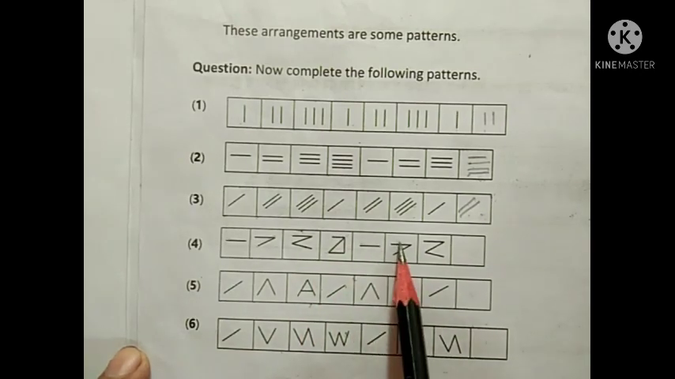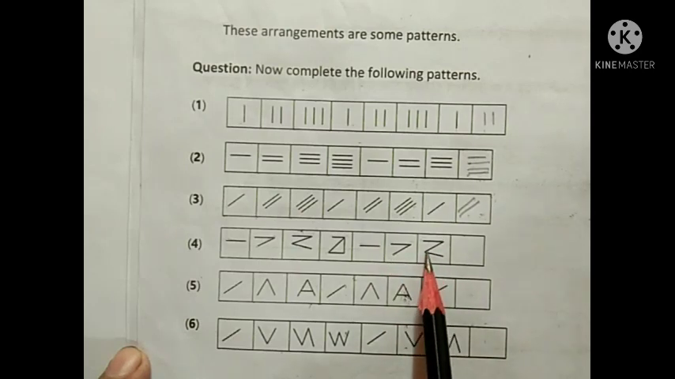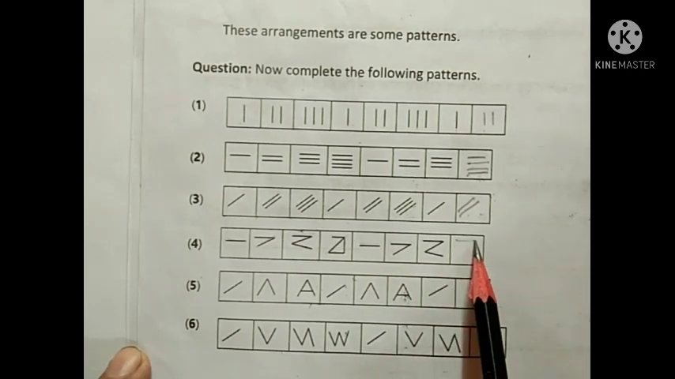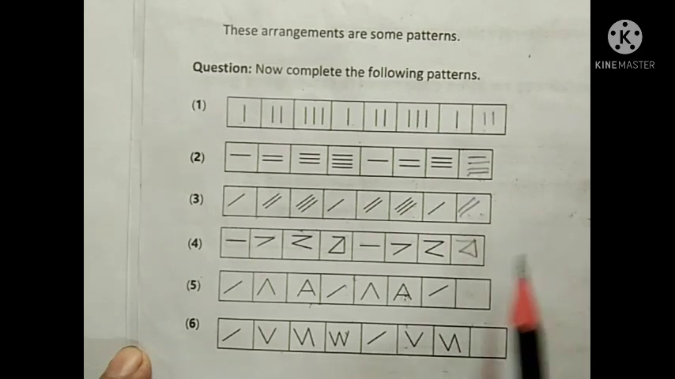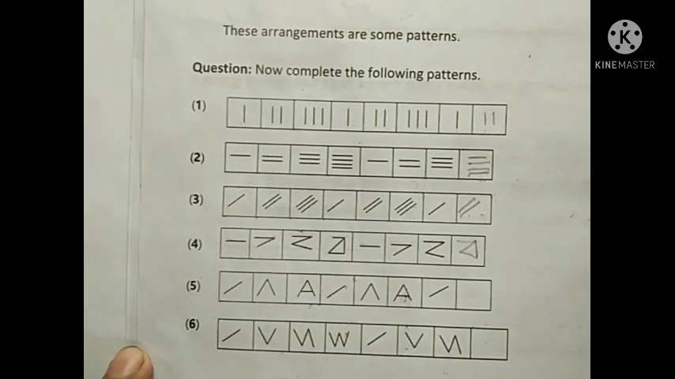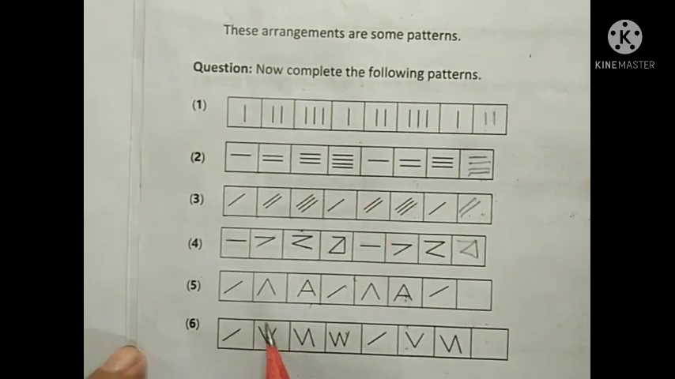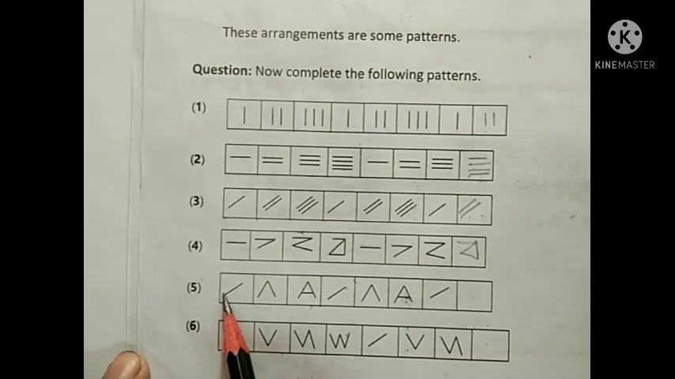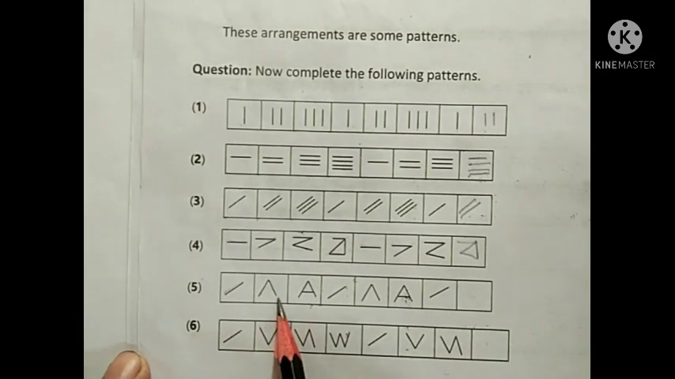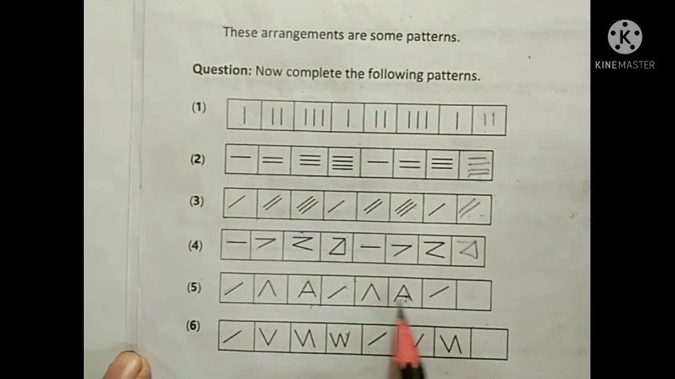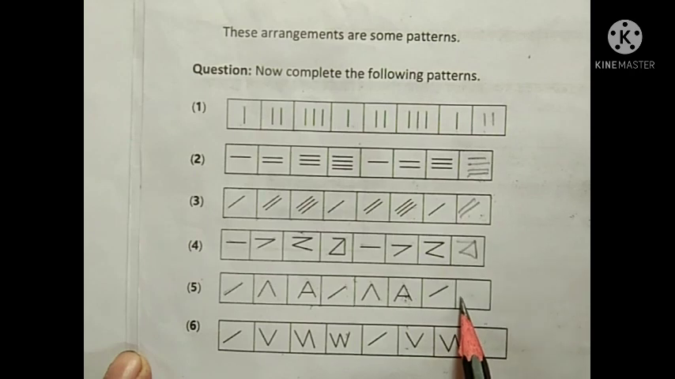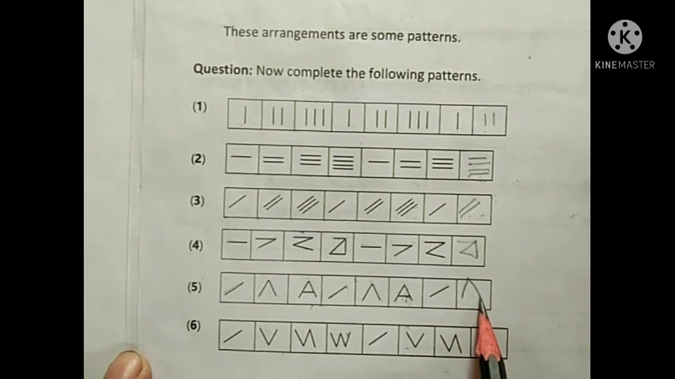So here 1, 1, 2, 1, 2, 3. The next will come 1, 2, 3, 4. Okay. Number 5. Here 1, 1, 2, 1, 2, 3, 1, 1, 2, 1, 2, 3, again 1, then the next one is 1, 1, 2, like this.